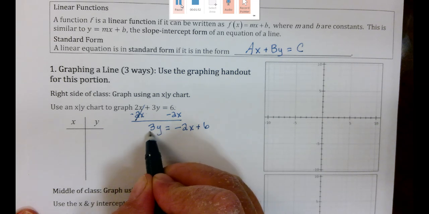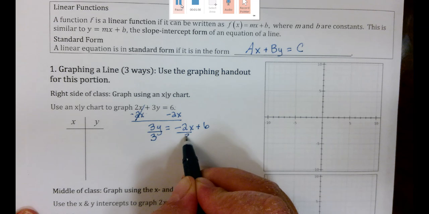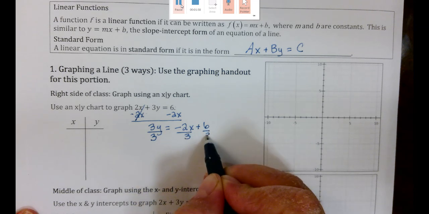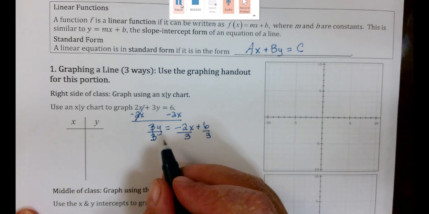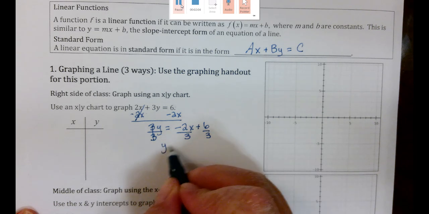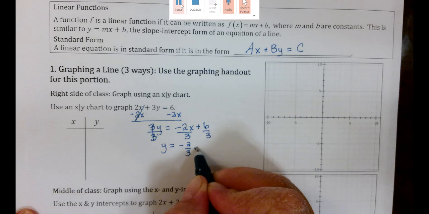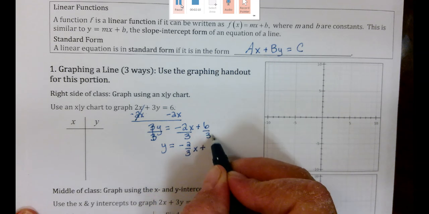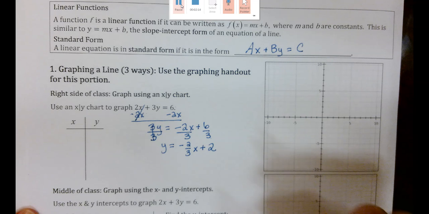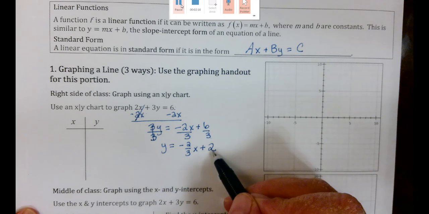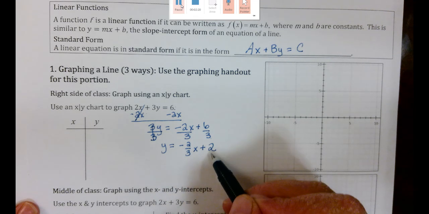So watch carefully. I'm dividing by the 3 here, and then I'm dividing it here in this term, and in the last term. That's going to cancel. And we have y equals negative 2 over 3x plus, and 6 over 3 is 2. Okay, so we now have this in our slope-intercept form.